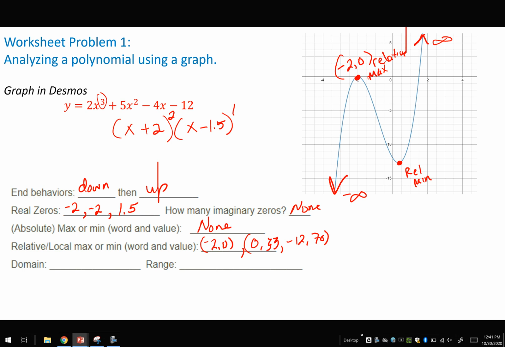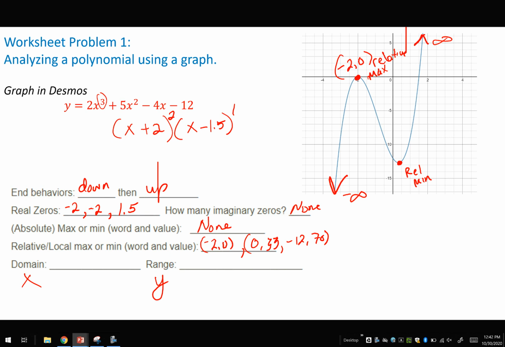Last thing they ask us about is domain and range. What does domain represent again? Domain of a function. You remember that, Ben? So domain represents the x, range represents the y. Are there any restrictions on my domain? Are there any x values that I won't happen? Like, can I go out to a -100? Yep. Can I go out to a -1,000,000? Yep. And I could do the same thing on the right.